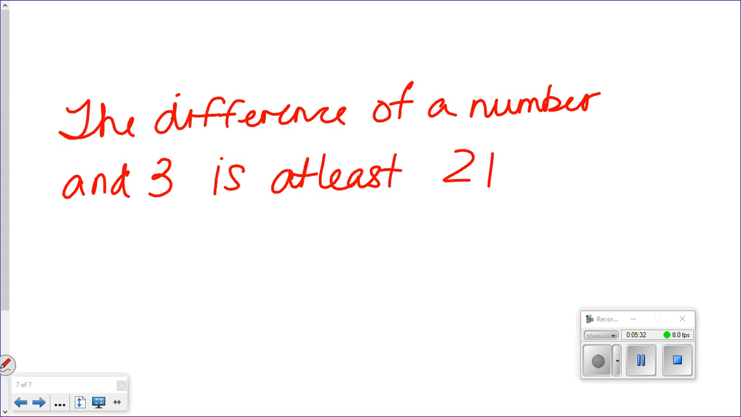The difference, think of the word difference. What does that mean? Think of what it means. The difference of a number and 3 is at least 21. If you want to split it up into 3 parts again, please do.